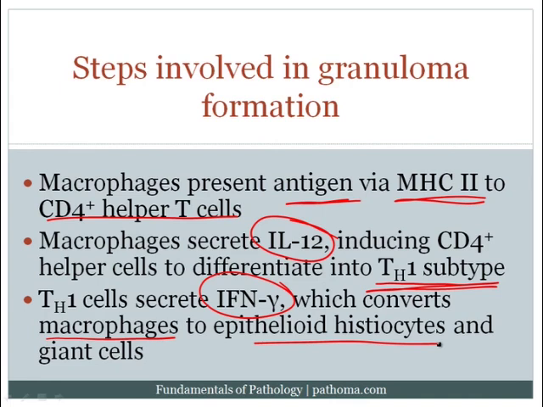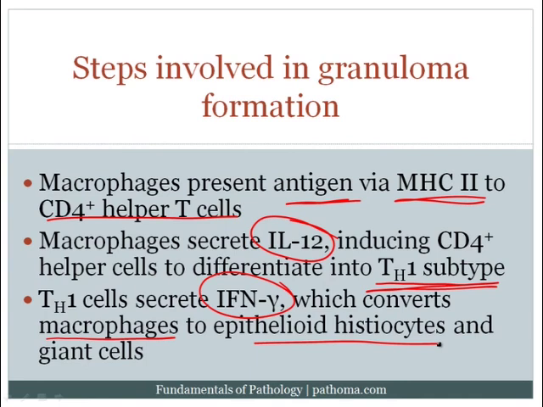Now, I want to make this very clear because this is the way the examiners go after it. This step, the step of IL-12 and interferon gamma, it occurs in both caseating and non-caseating granulomas. So both caseating granulomas and non-caseating granulomas are both formed in this particular way.